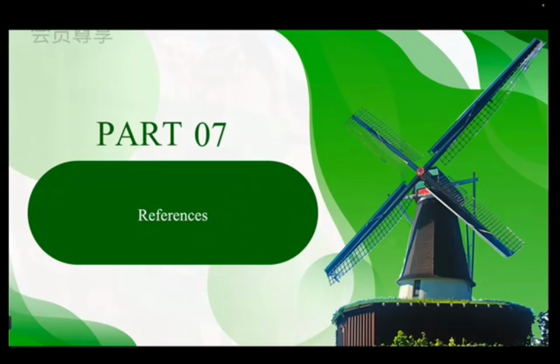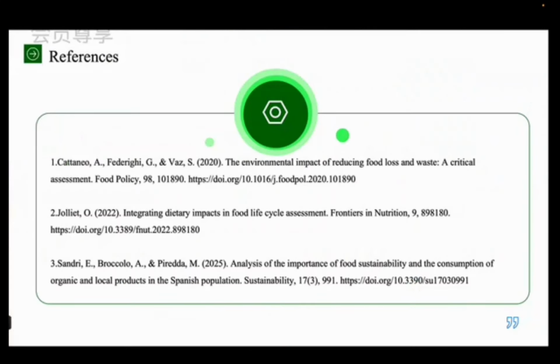The last part is references. These 3 articles, I found them in Google Scholar. If you want to read these 3 papers, I will send the 3 PDFs to you on WhatsApp later. Okay, if you have any questions, you can communicate with me. Okay, we can have a discussion.